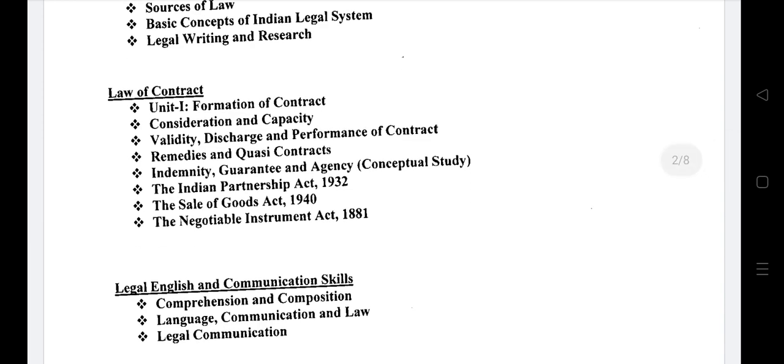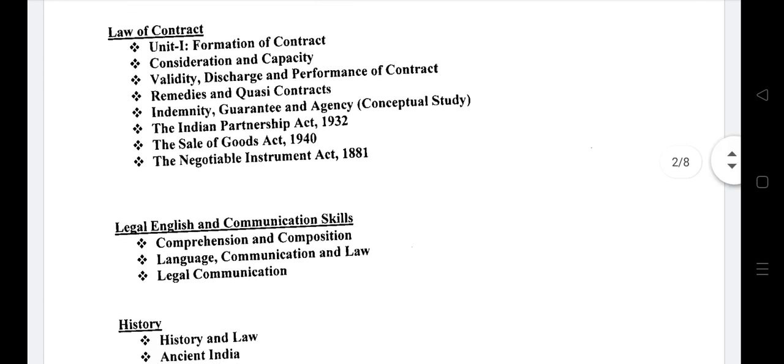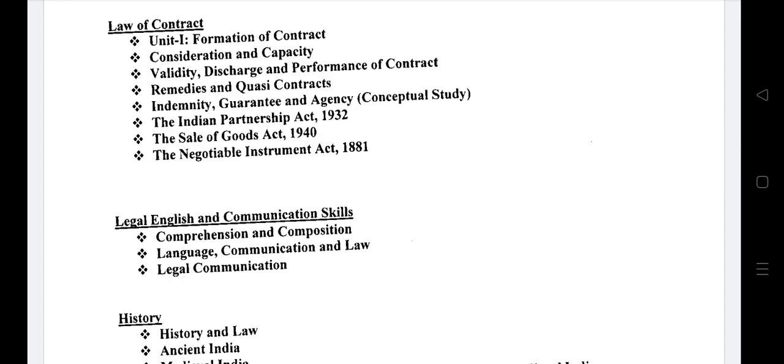Second, you have to read law of contract. In law of contract, they have mentioned what acts and the specific areas that you need to cover. So unit 1 is formation of contract, consideration, capacity, validity, discharge and performance of contract, remedies and quasi contract, indemnity, guarantee and agency, Indian Partnership Act, Sale of Goods Act, Negotiable Instruments Act. So all of these will be covered in law of contract. So you have to read contract, the partnerships, SOGA and NI Act.